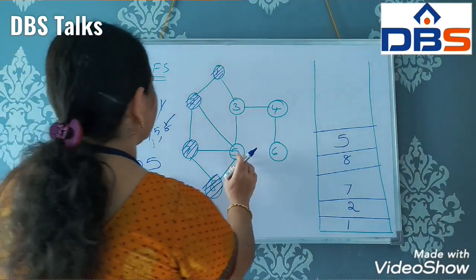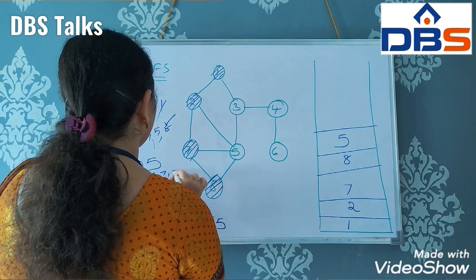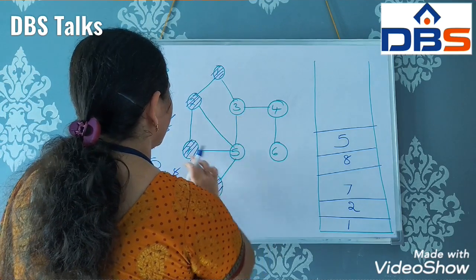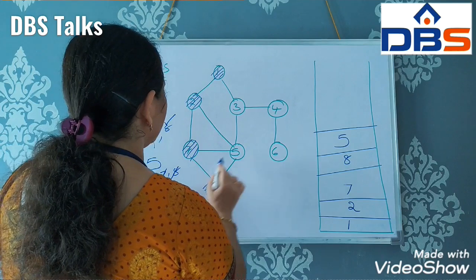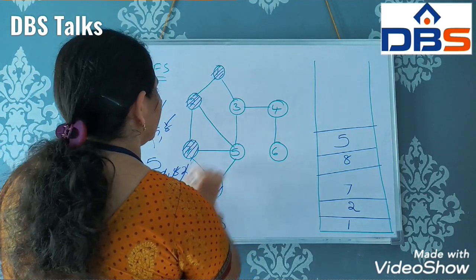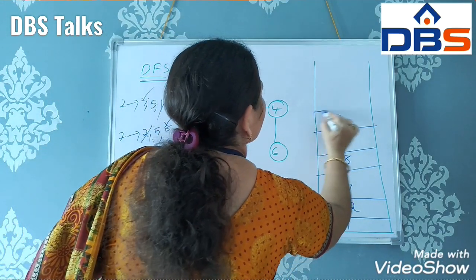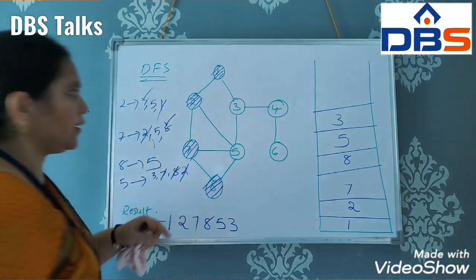What are the adjacent vertices of 5? 3, 7, 8. 7 and 8 are already visited. 3 is not visited. So I will push 3, and also print it here.